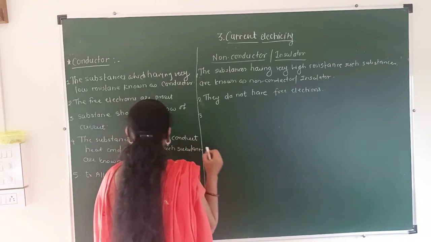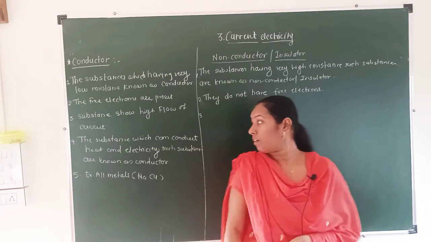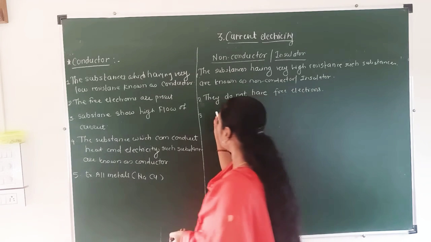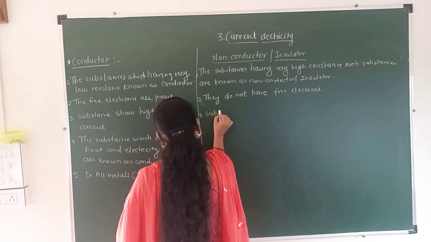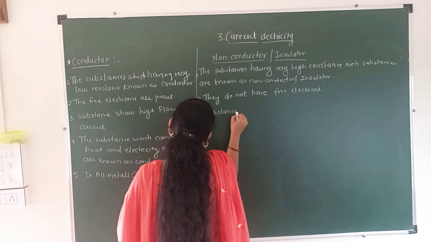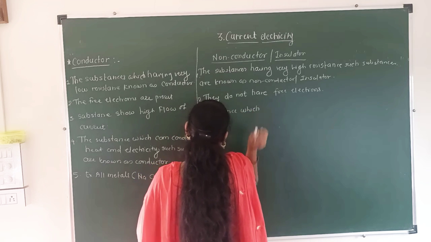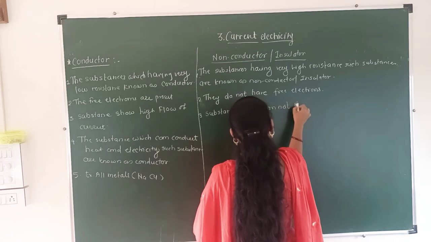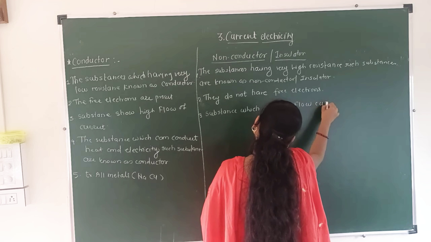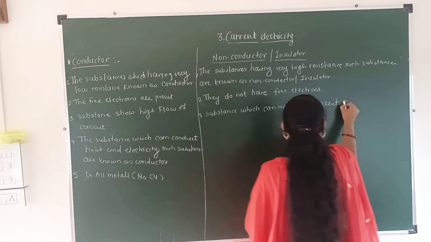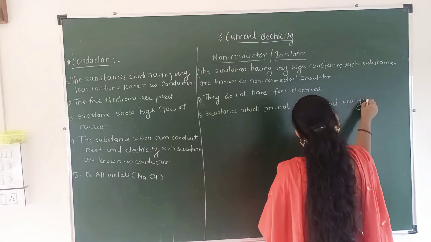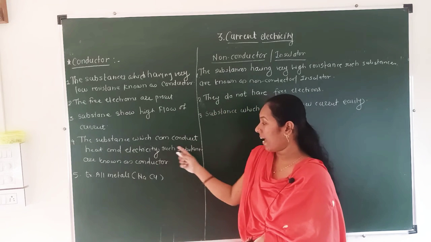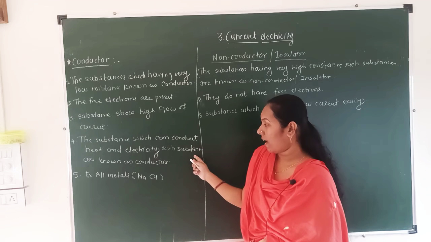Third one is the point: substances that show high flow of current. Here are the substances which cannot flow current easily. The substance which can conduct heat and electricity is known as a conductor.